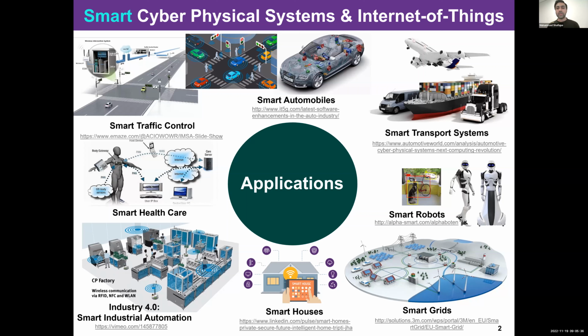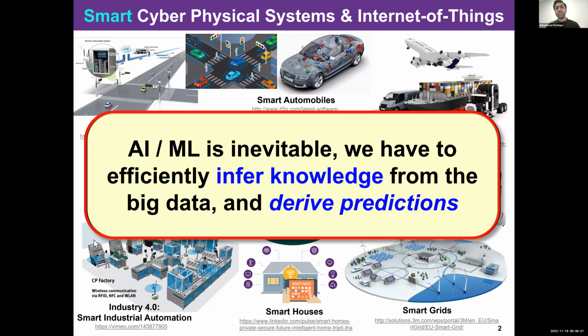In general, if you look at the modern landscape of applications, we see the smart prefix coming everywhere: smart traffic control, smart automobiles, transportation systems, smart healthcare, industry 4.0, robotics. And we are developing chips for all these smart systems. Most of the applications we are developing chips for are different forms of neural networks or other machine learning algorithms. When these devices are connected more and more, billions to trillions of sensors come into play. AI and machine learning are inevitable to efficiently infer knowledge from big data and derive predictions.